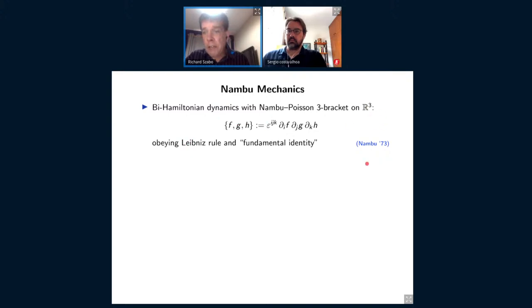The example that Nambu originally looked at was on the space R3, and the three-bracket is just defined by this equation here. This is a natural generalization of what you would write for the Poisson bracket on R2, in just two-dimensional flat space. This bracket is required to satisfy the Leibniz rule. It satisfies the Leibniz rule in each of its slots because of the derivatives that appear in its definition.